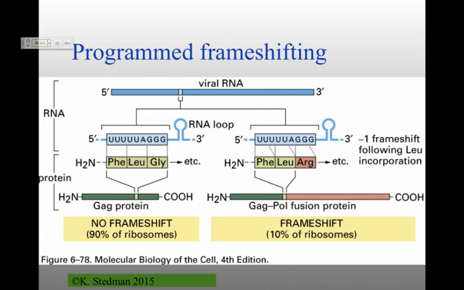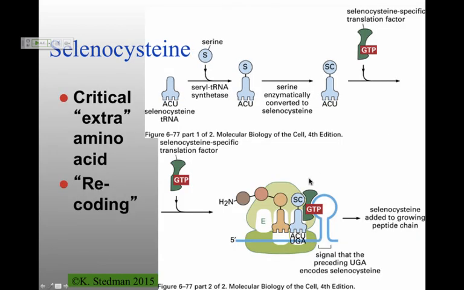Yeah, you had a question? How does it know to put in the selenocysteine? You have another signal there. And in this particular case, it's a stem loop structure which forms to the 3' end of where you're going to be putting it in.